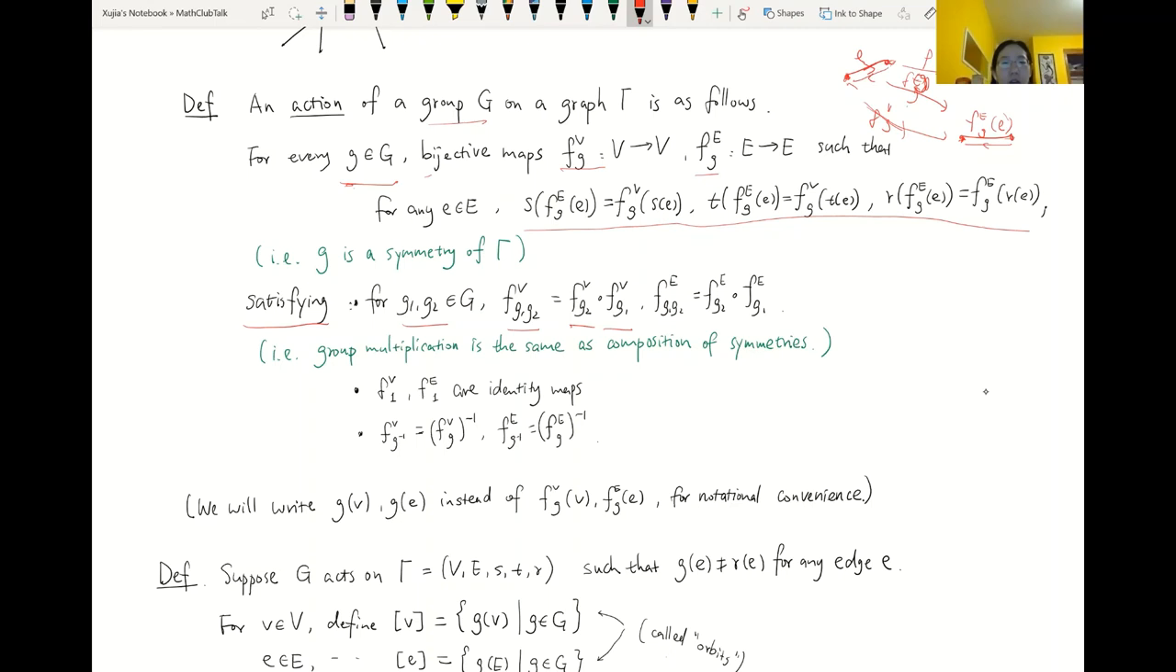So for convenience, instead of writing F_V,g and F_E,g, we'll just write g of V and g of E for convenience. Is this part clear? Any questions so far?